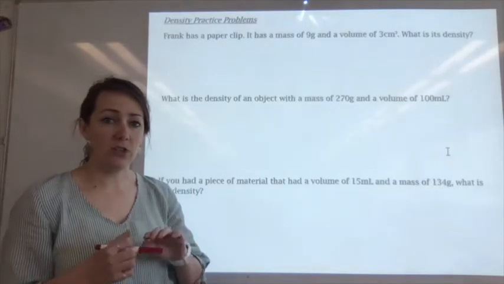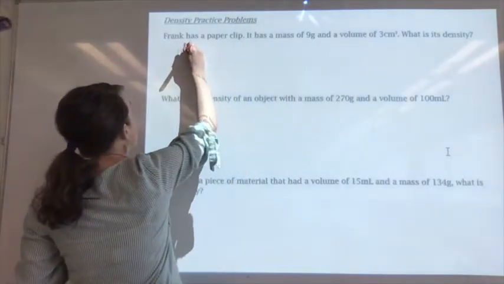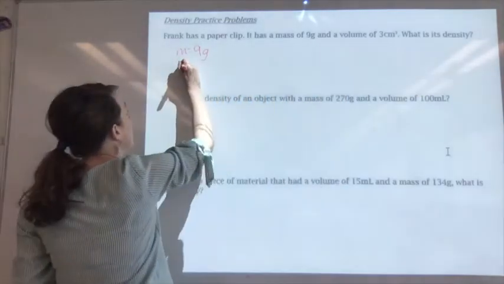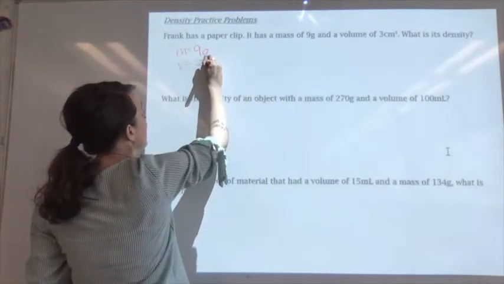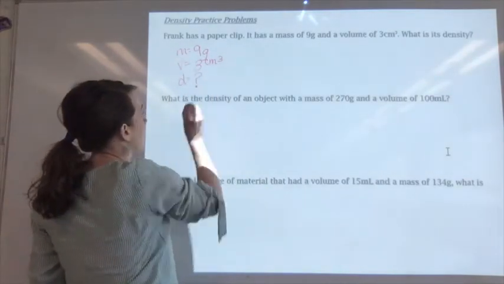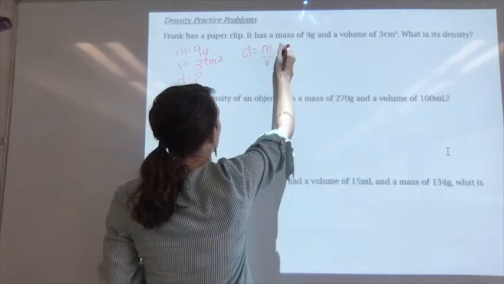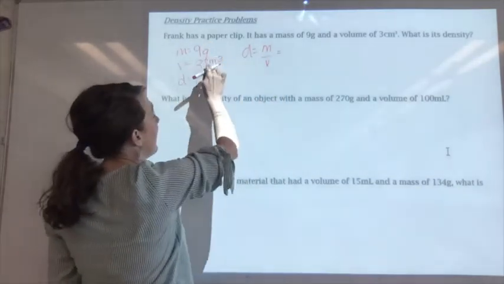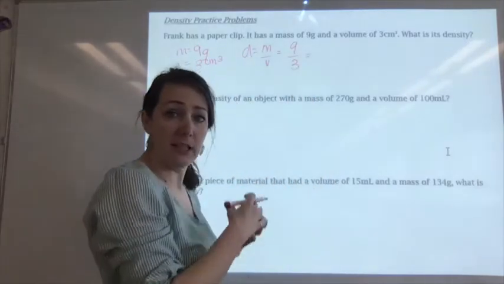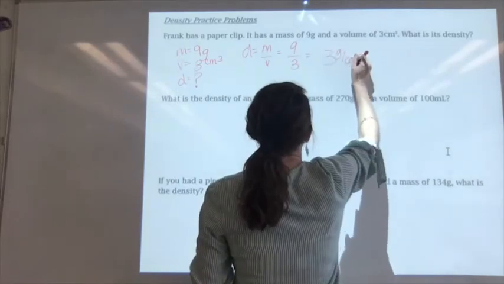So let's check your answer. We've got a paper clip. Its mass is 9 grams. The volume is 3 centimeters cubed. Density is our unknown. So density is equal to mass divided by volume. So that's equal to 9 divided by 3. Our answer is 3 grams per centimeter cubed.